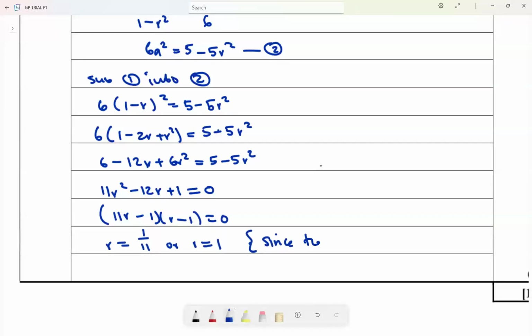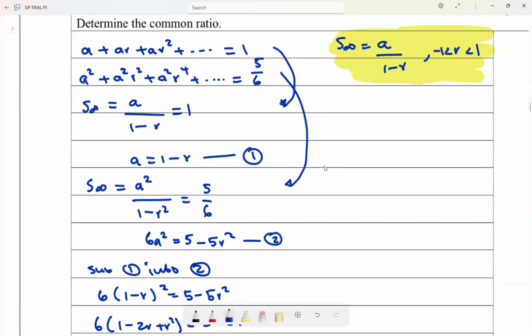But since the series converges, r should be between -1 and 1. How do I know it converges? Remember, when something converges, then we have a sum to infinity. So, therefore, r is only 1 divided by 11, and r is not equal to 1. So I need to be very, very specific on that particular case.